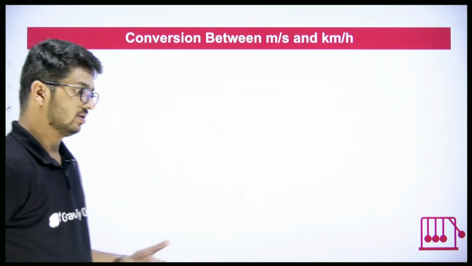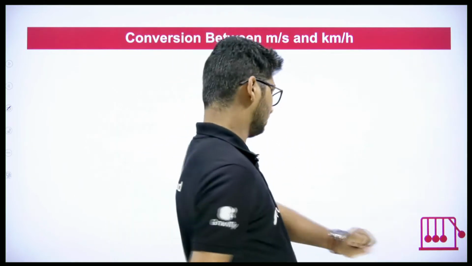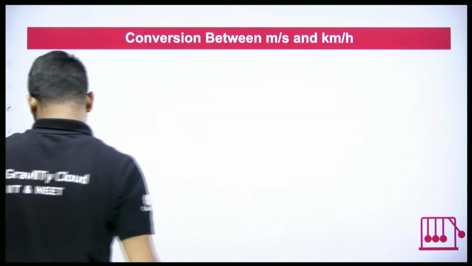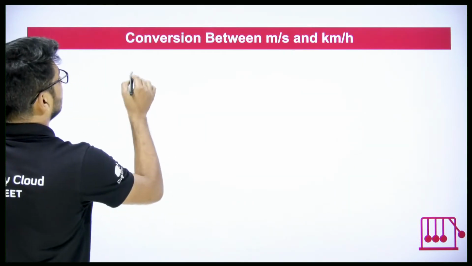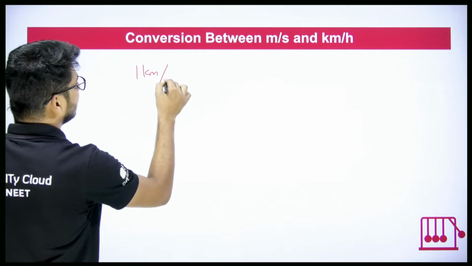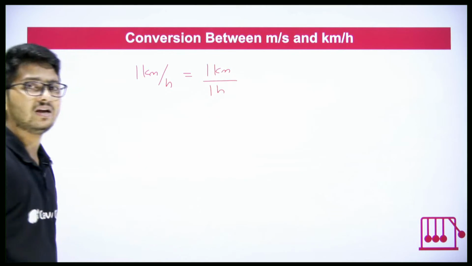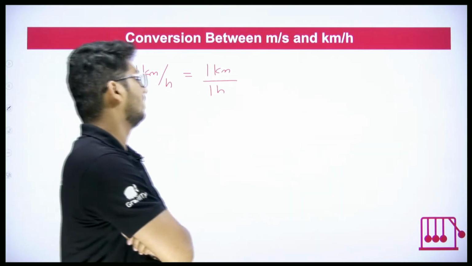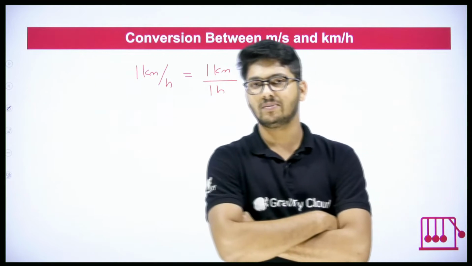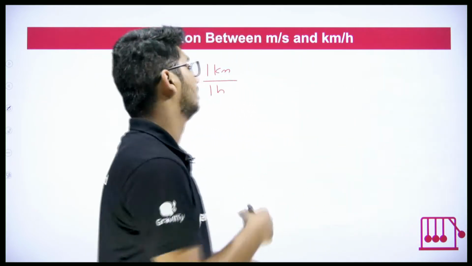Then we'll go into this. Now sir, mostly we come across speed in terms of kilometer per hour, but you are saying that the SI unit is meter per second. So what is the relation between kilometer per hour and meter per second? Let me show that to you. When I say 1 kilometer per hour, it is nothing but 1 kilometer divided by 1 hour.